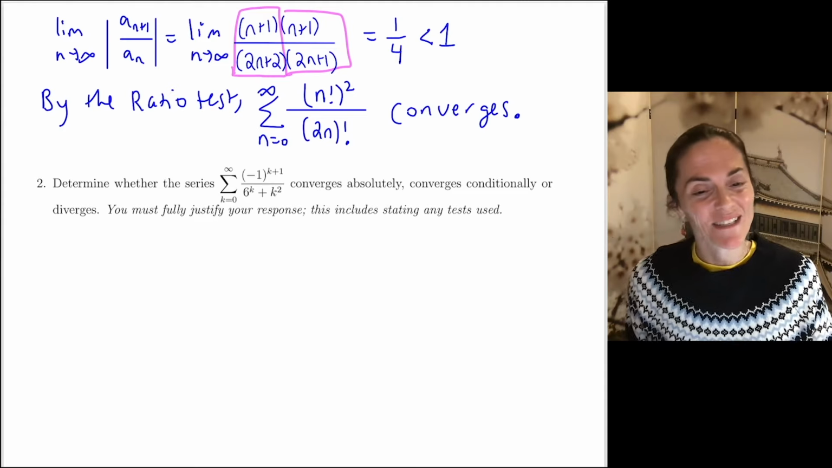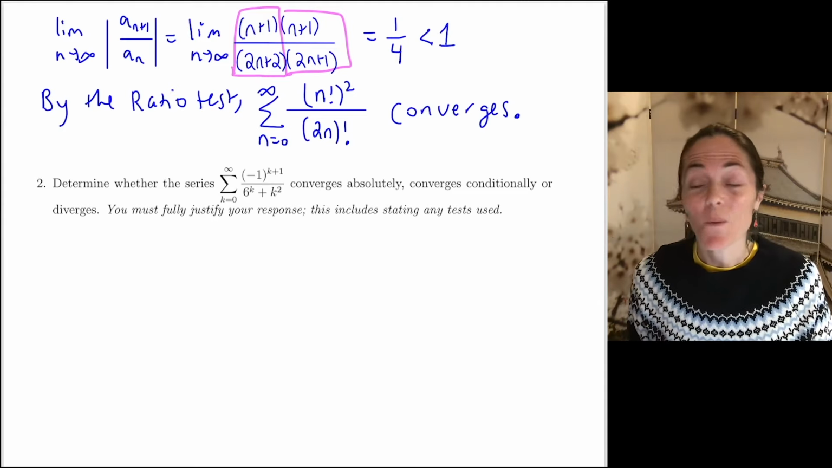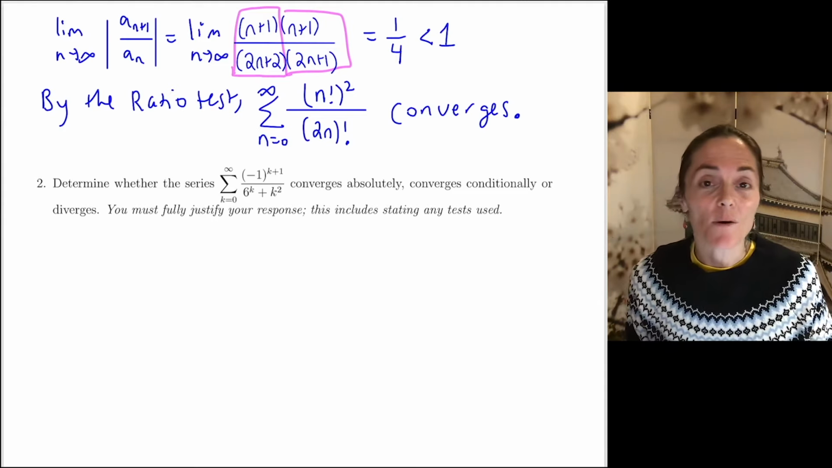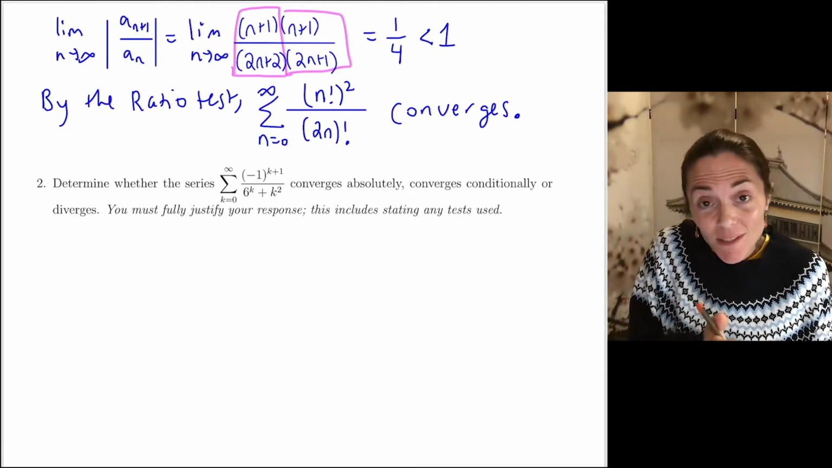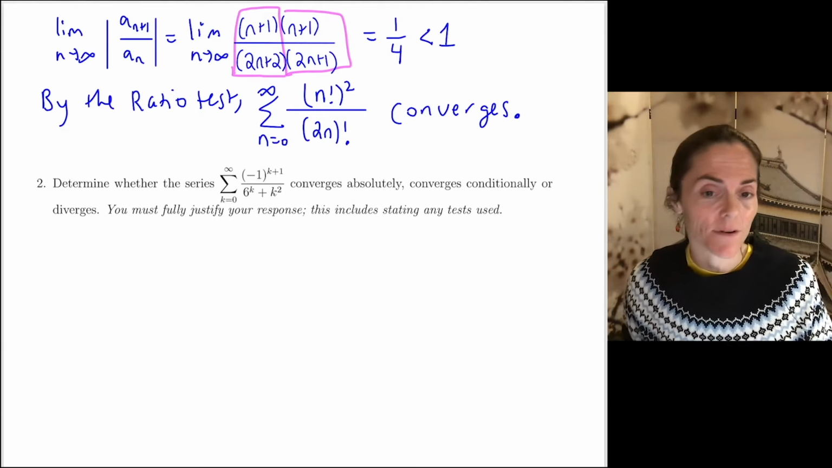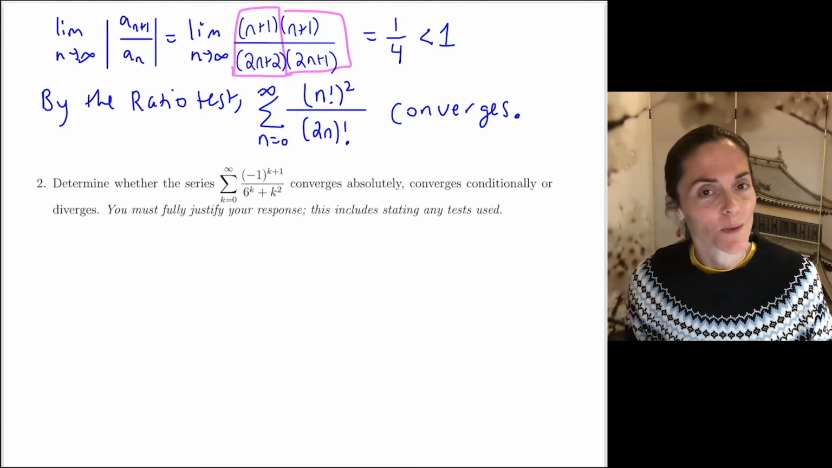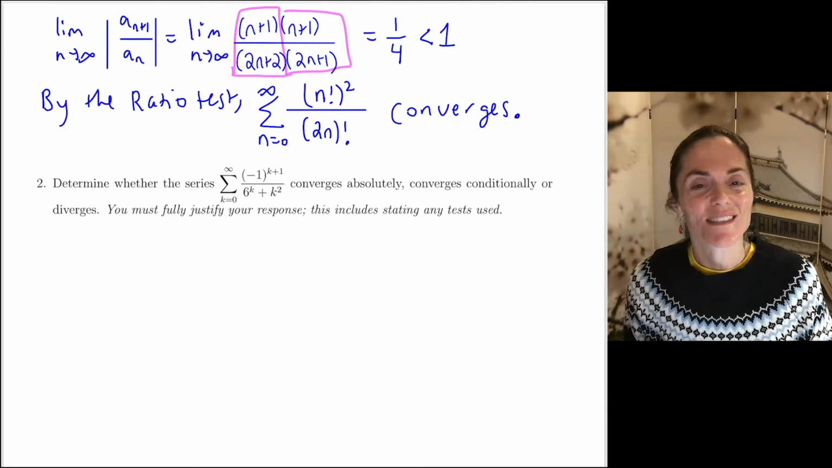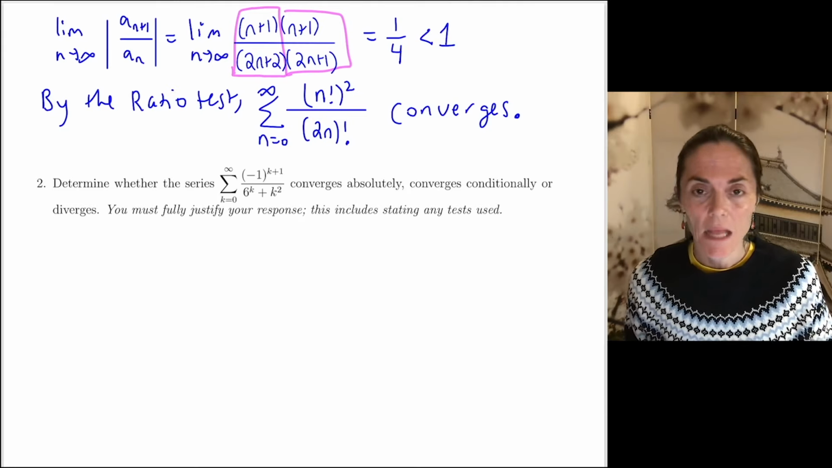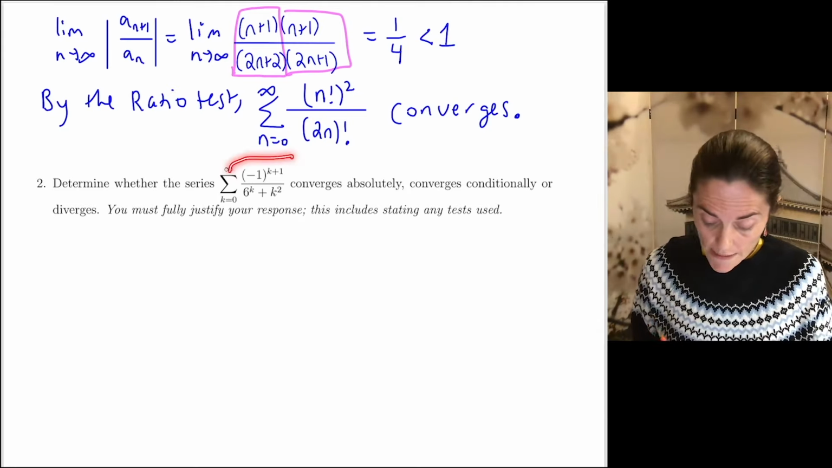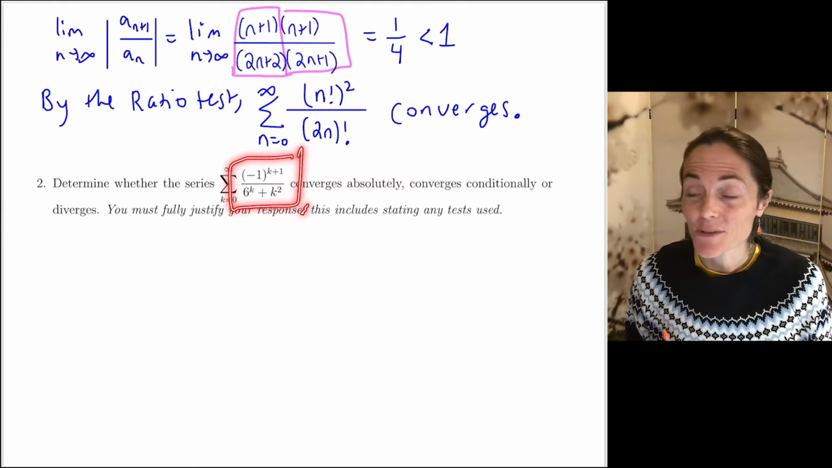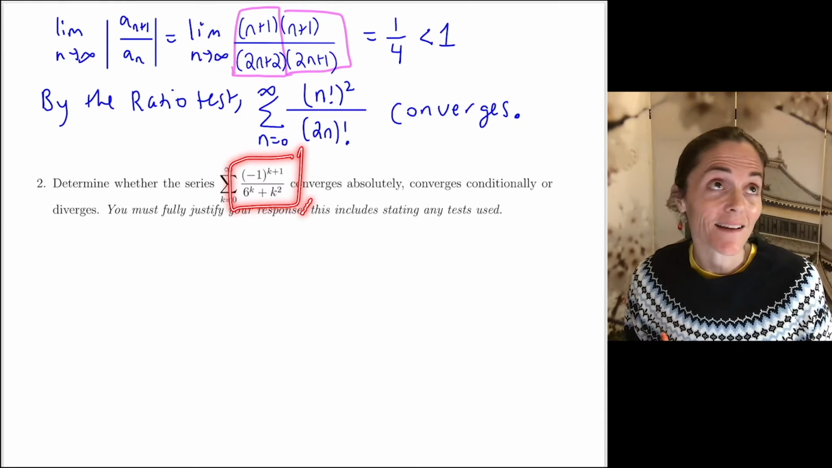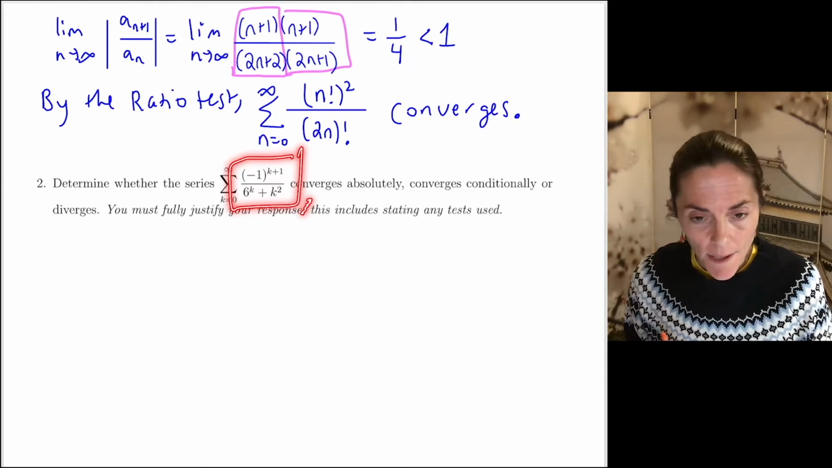This was the ratio test. Now we're on the last one, number 2. This is the only one where we're specifically asked: converges absolutely, conditionally, or diverges. So how do I approach a problem like this? First of all, this is alternating, definitely. And so the first thing I do is I look at the terms. Do they go to 0? If the answer is no, then we're finished. Term test, diverges. That's kind of the easiest case in a way.